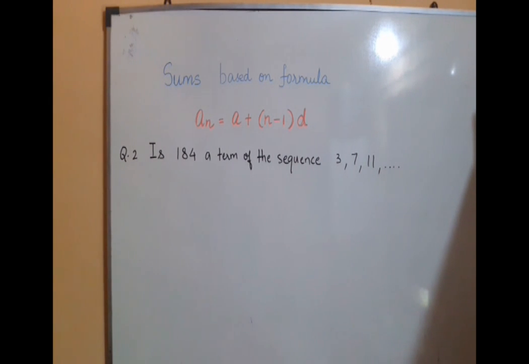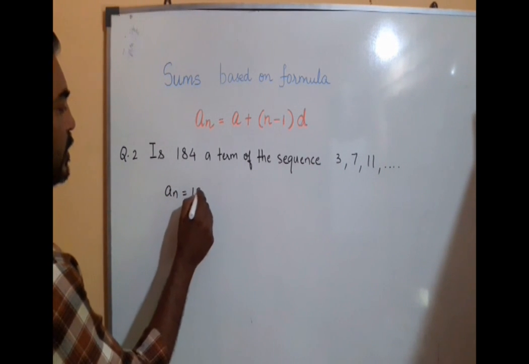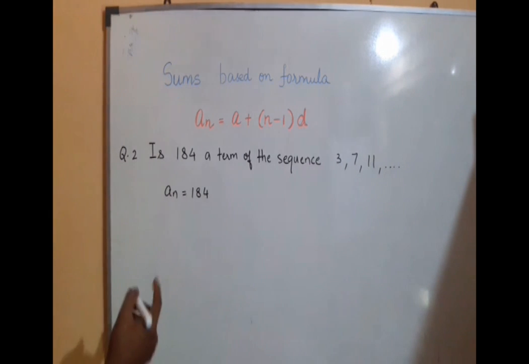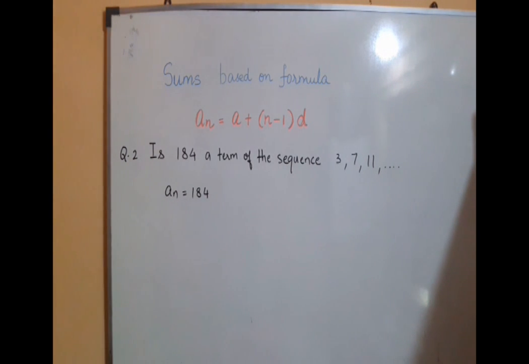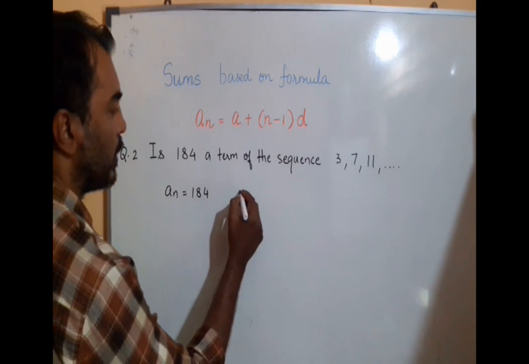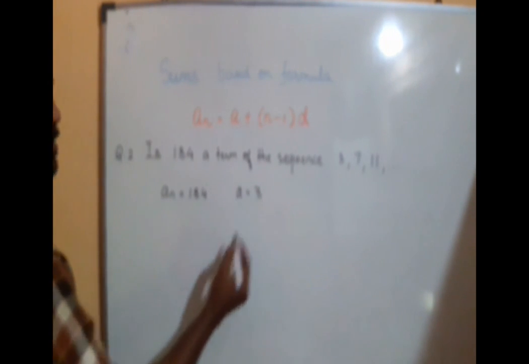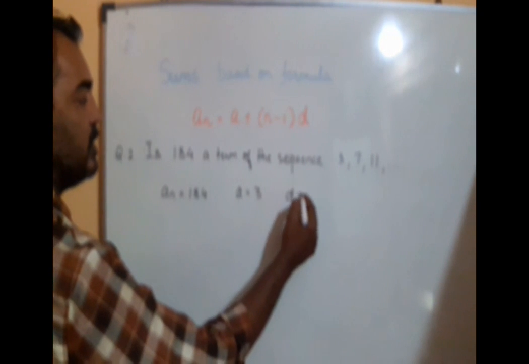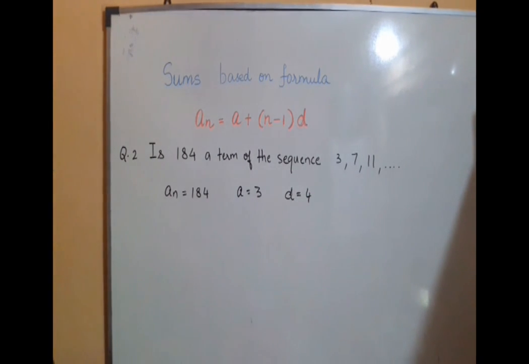So let us say that 184 is the nth term of the sequence. We can assume the nth term of the sequence is 184. We have to find out which nth term will be 184. Again, we have to use the same formula. So first we'll find out a. As you can see, the first term of the sequence is 3, and the common difference d is equal to 7 minus 3, that is 4.